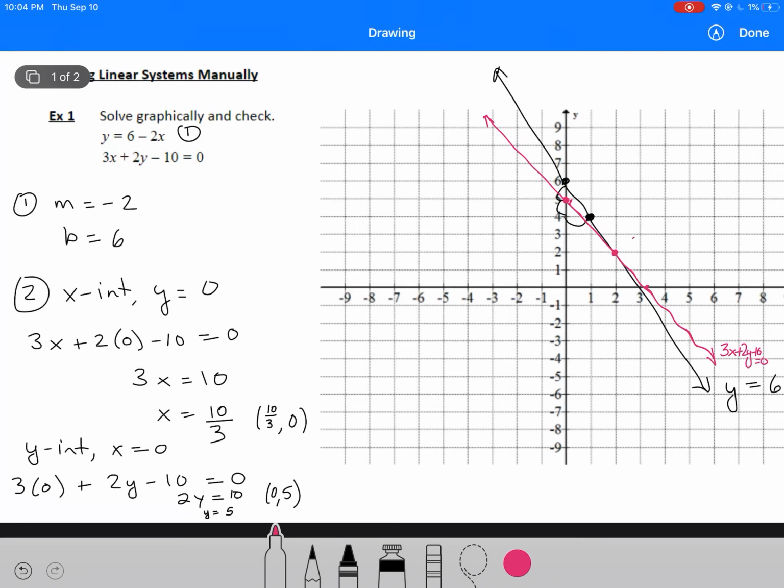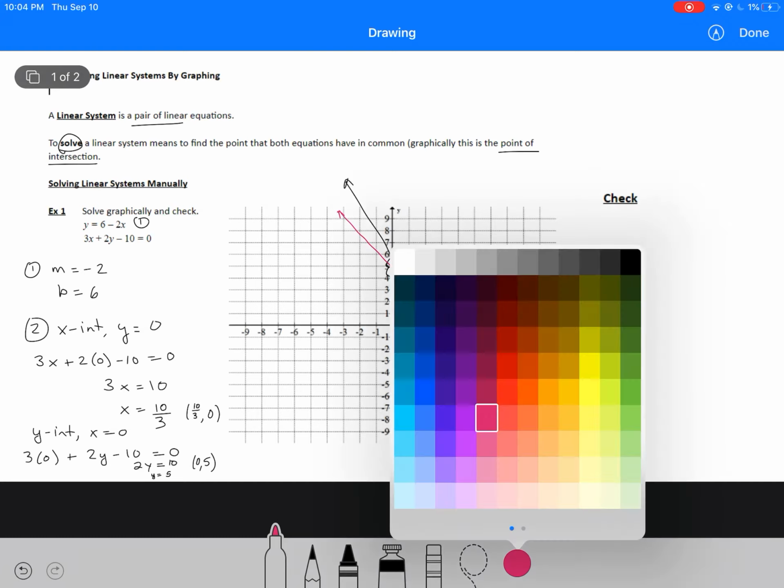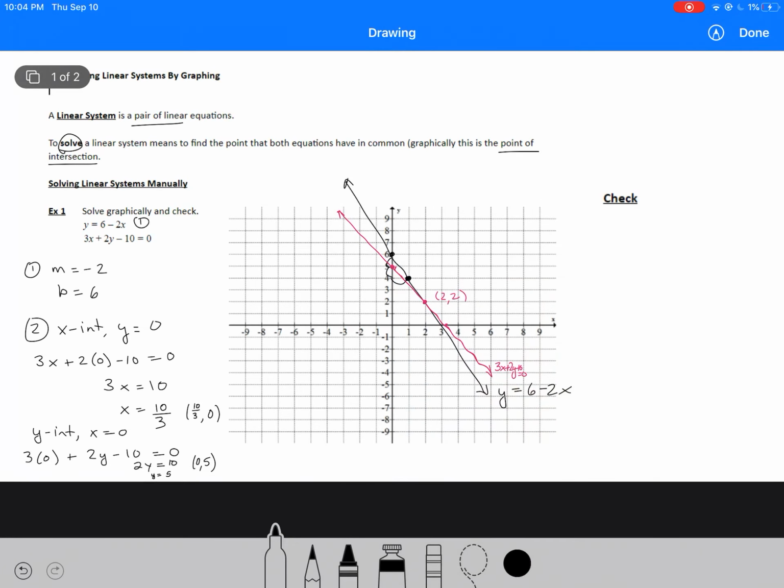It looks to me like they intersect at the point 2, 2. Now I'm going to double check that algebraically since I am graphing by hand. So here I've got my left side and my right side for equation 1. I've got y on my left side, 6 minus 2x on my right side. I'm going to put in 2, and then 6 minus 2 times 2. That also gives me 2. Great, things are looking up.